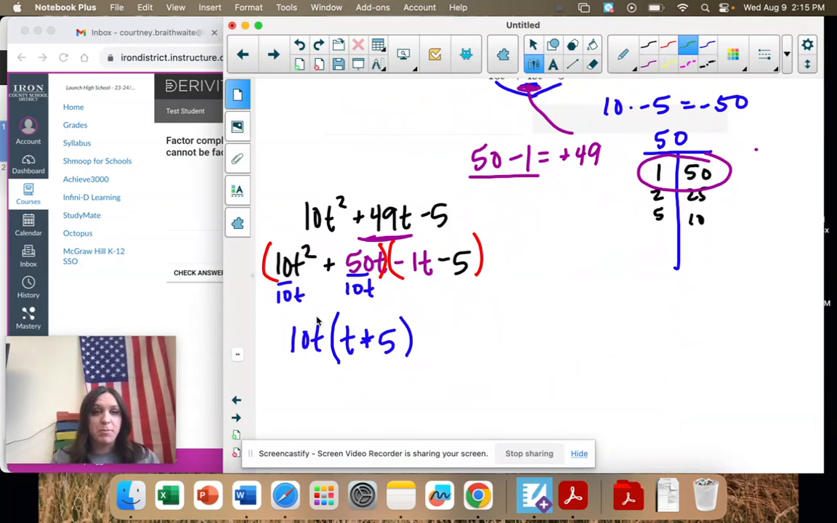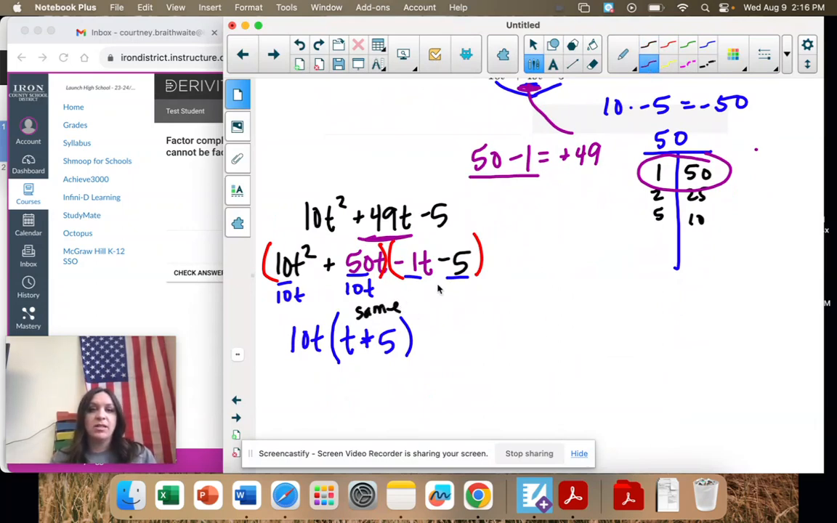Remember, if you multiply these, 10t squared plus 50t, you're back here. Okay, everything's checkable along the way. Okay, now here, there's nothing to take out. 1 and 5, there's just a t, but remember these have to be the same, our factors.